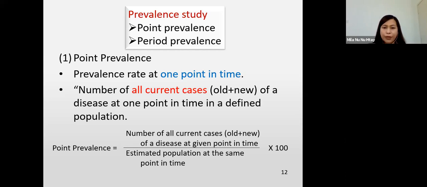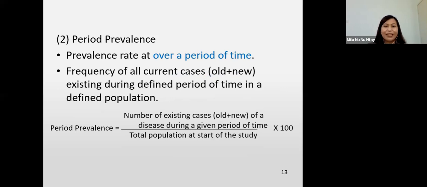But for the period prevalence, according to the name, there is a period. For the point prevalence, my question may be, do you have asthma currently? But if I would like to collect the period prevalence data, I'll be asking my respondent, do you have asthma within the last 1 year or within the last 2 years? So that question is considered a period prevalence question. So we ask that question about the prevalence over a period of time.